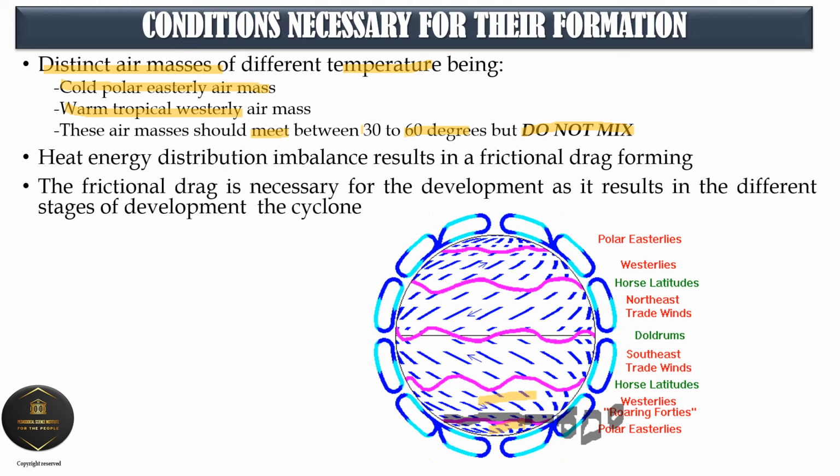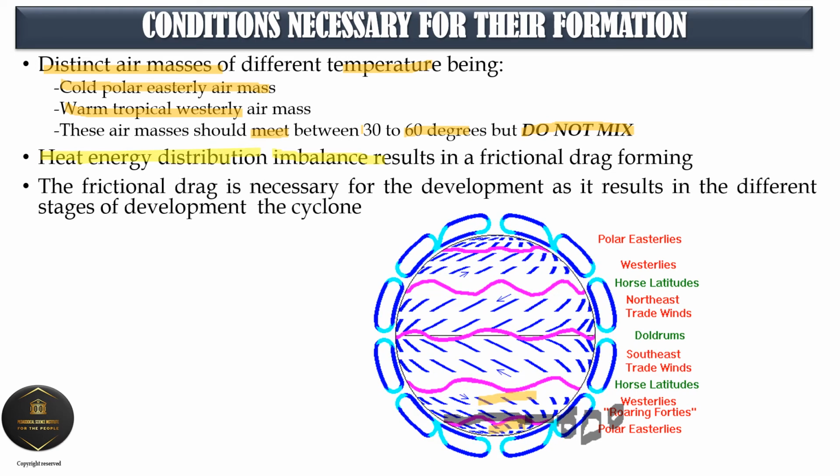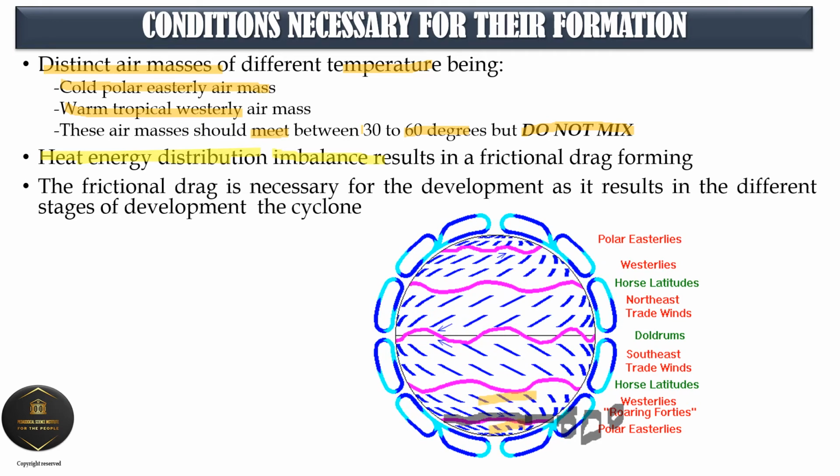Now when they meet there, there's another condition we need to meet again for this system to form. There must be an imbalance in heat energy distribution. Why is that the case? Simply because the air is of different temperature, and that imbalance causes a fight between the two air masses. And what kind of a fight? Guys, not a physical fight. Don't write that in the exam, that the cold air will box the warm air and the warm air will kick the cold air. It doesn't work like that.